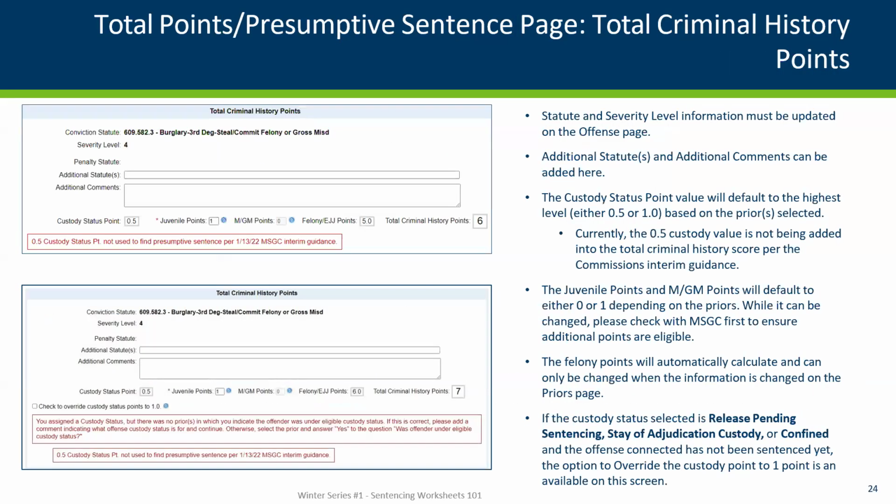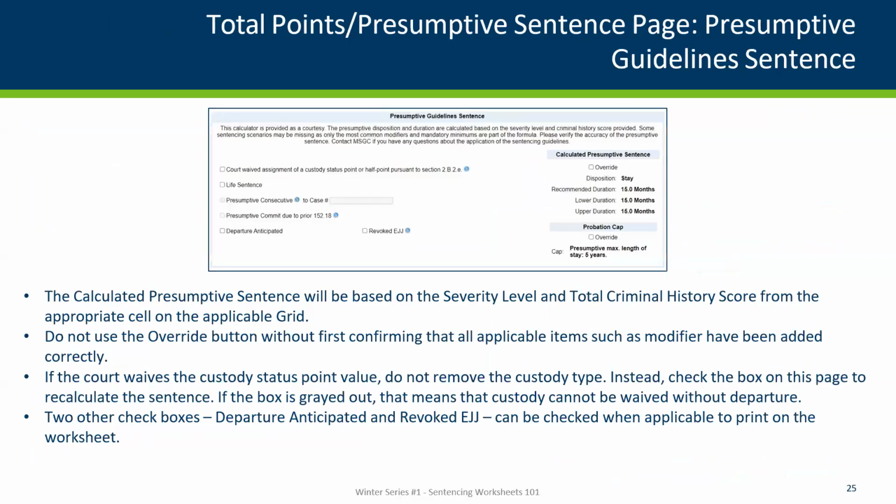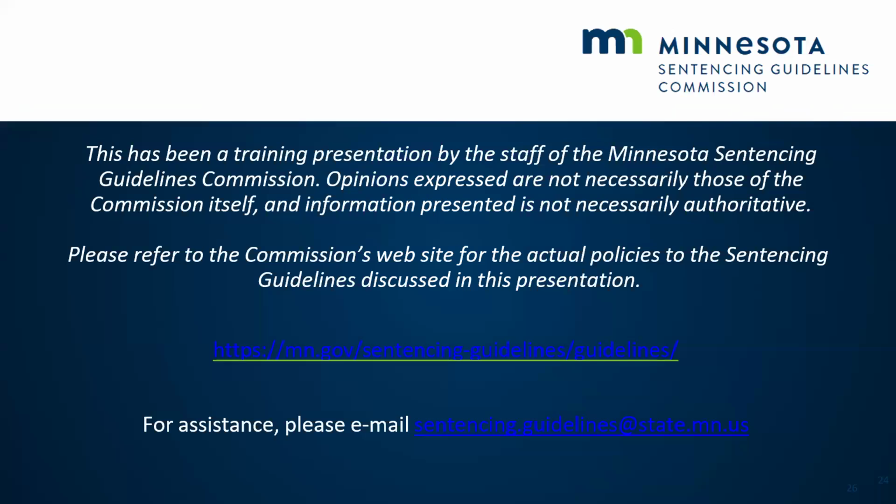The override box over here for the custody, that's okay to use, provided that the offense that they were released pending sentencing for, or confined pending sentencing for, hasn't yet been sentenced. If it's already been sentenced, that is still the correct custody, but then you can go in and mark the prior. So that would alleviate the need to use the override there. But for the override here, you should be less interested in reaching for that box. Reach out to us instead of that box. And that's it. That does it.